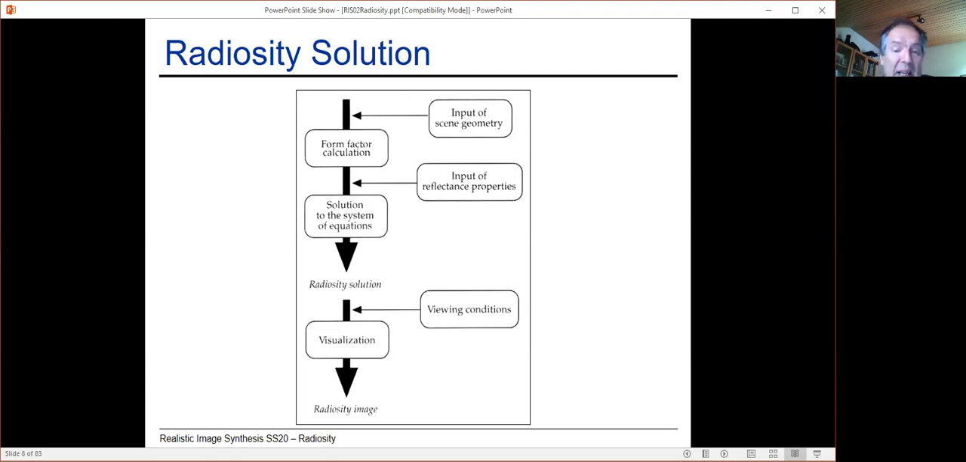So how can we render an image? We need to define a camera, we need to specify viewing conditions, and then employ some rendering algorithm, Z-buffer, for example.